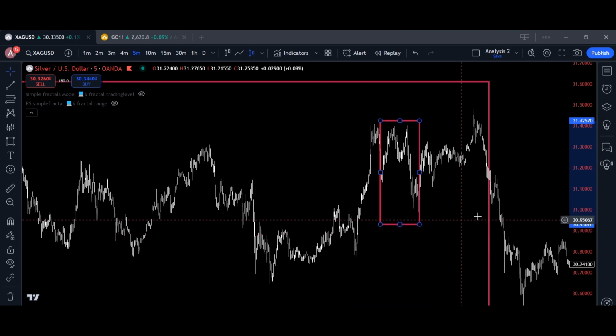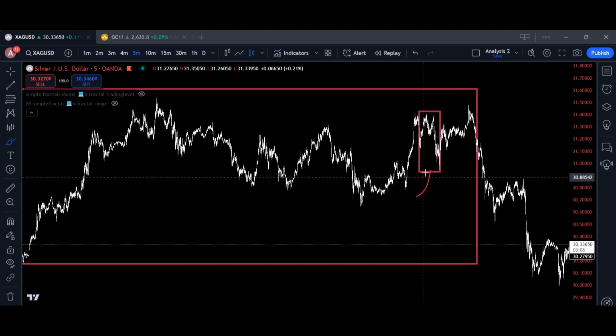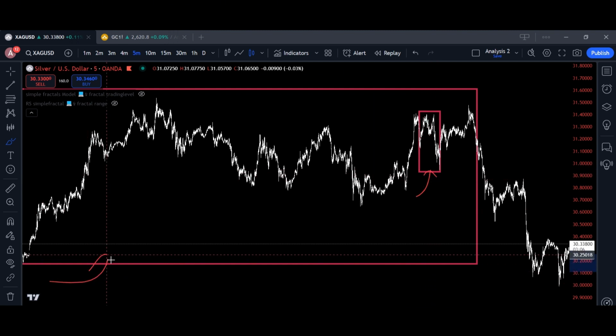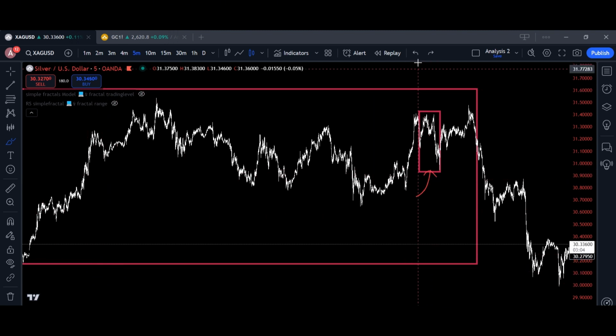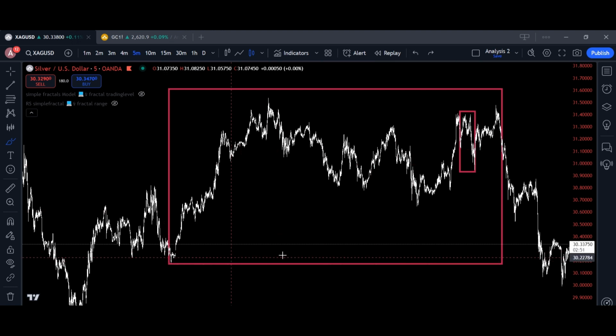So as we explained before, this is called the child wave and this is called the mother wave. So what happens always to the child wave will happen later to the mother wave. So right here on the child wave we have the breakout of the low, so on the mother wave we'll have the breakout of the low. So that's why we put our take profit at this low right here.